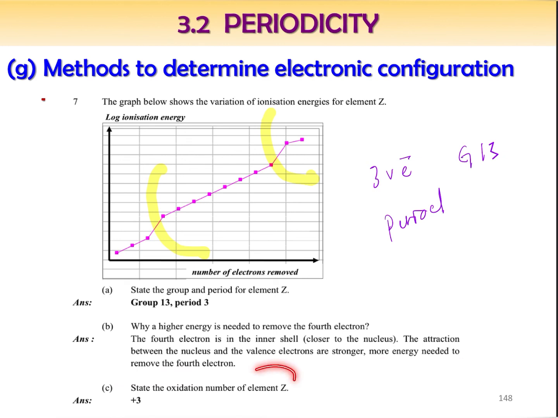So element Z, the oxidation number is positive 3. So why positive 3? Because you akan remove all the electron in the outermost shell untuk achieve a stable cation untuk Z. So kamu akan remove all the 3 electron. So elemen Z ni is actually aluminium lah. And kita dah go through the example at the beginning of this video just now, right?